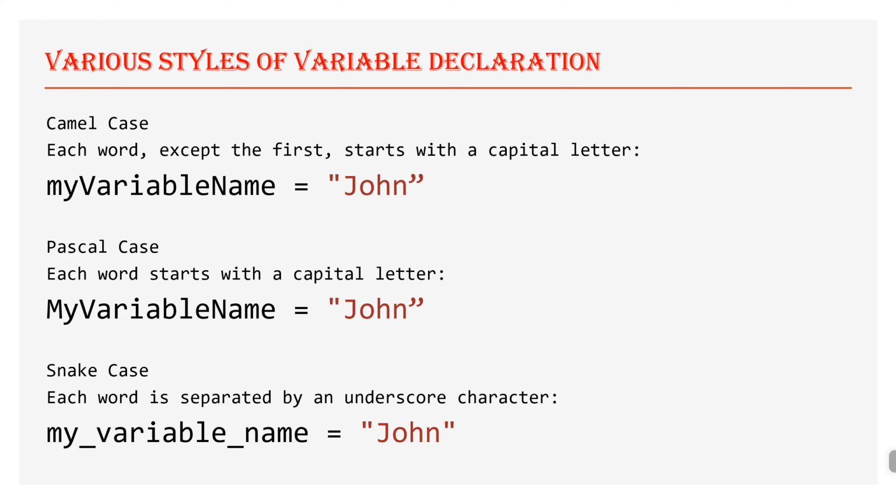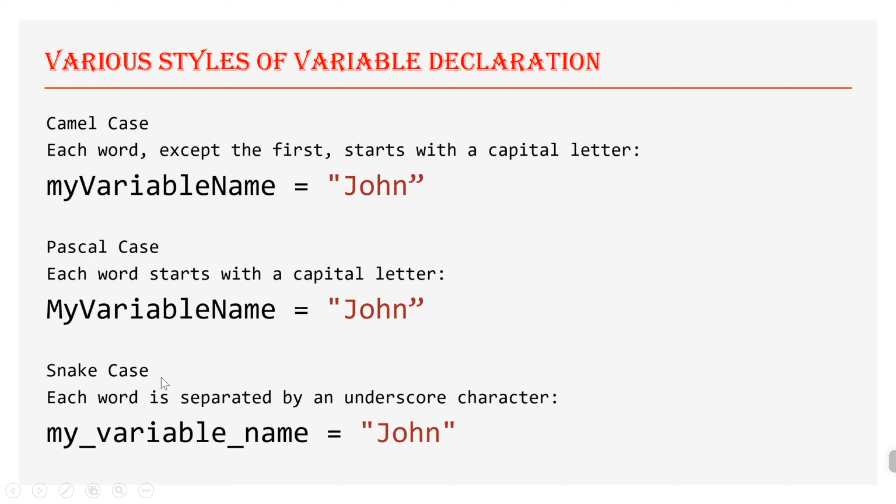Now, there are different cases normally used when we declare a variable. The first one is called camel case. In camel case, the first character is a small letter and the rest of the words begin with a capital letter. My variable name: my is small, variable V is capital, name N is capital. That is camel case. Coming to Pascal case, there is no space in between, but there are three words: my variable name. Here every word begins with a capital letter.